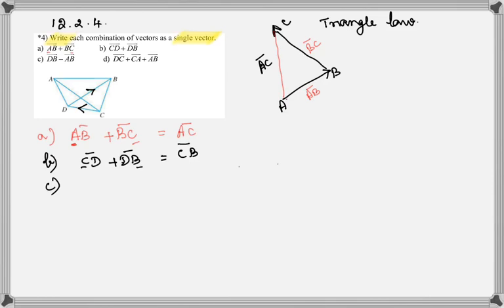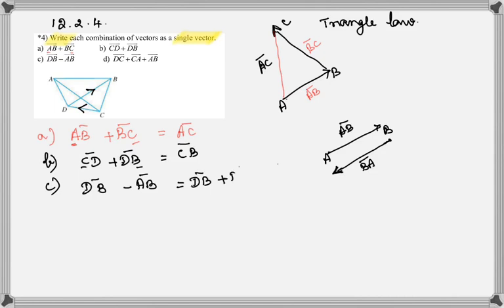Then part C, DB minus AB. Here, we can look at it like DB, and the negative of AB is the same as positive BA. Now it is addition of two vectors. The sum of these two vectors starts from D, the initial point of the first vector, and stops at the end point of the second vector, which will be DA. Right? So in the figure also we can confirm that.